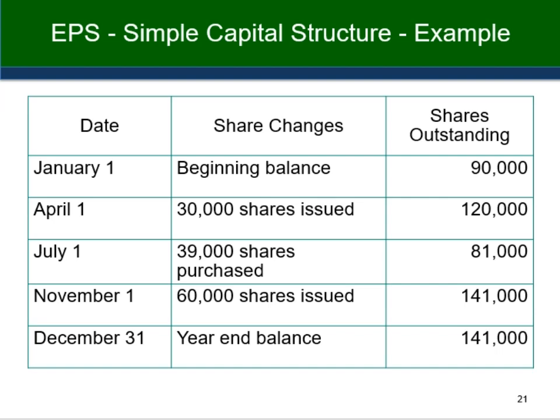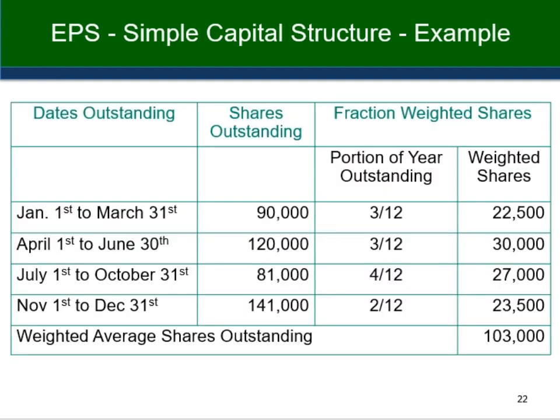Okay, does the math actually work? 120. So this is the running balance that we show here. So start with 90, we add 30, we subtract 39, that gives us 81. We add 60, that gives us 141, and that holds through to the end of the year. So in calculating the weighted average, we calculate the fraction of the year which that number of shares was outstanding. So between January 1st and March 31st, if we take that first quarter of the year, 90,000 were outstanding. The weighted average number of shares is 22,500.